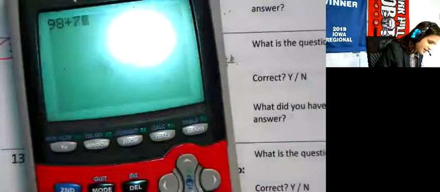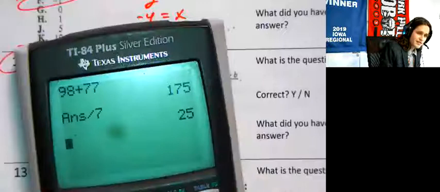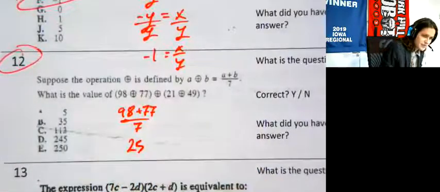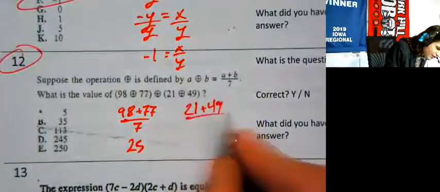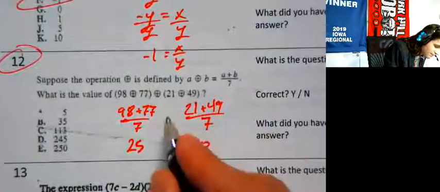98 plus 77 over 7 is 25. Great. So we've got 25. And what's this other thing? 21 plus 49 over 7. I can do that one in my head. That's 70 over 7, which is 10.